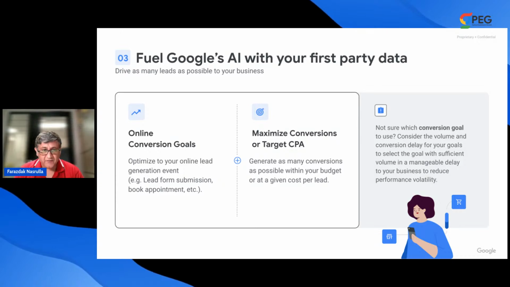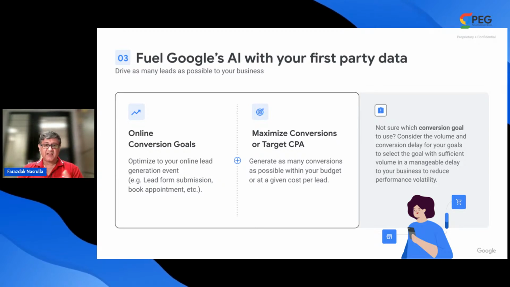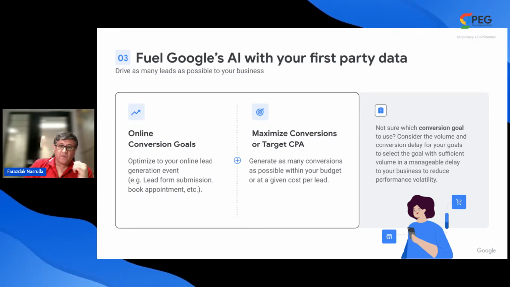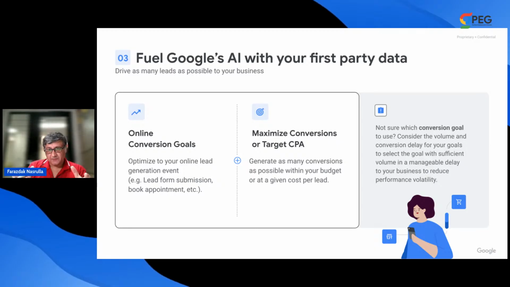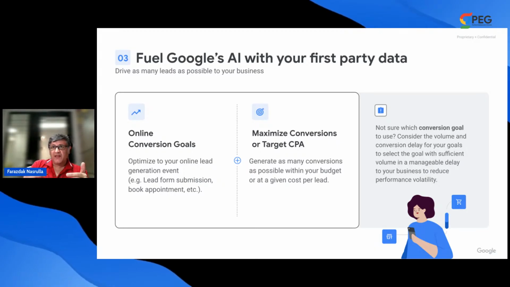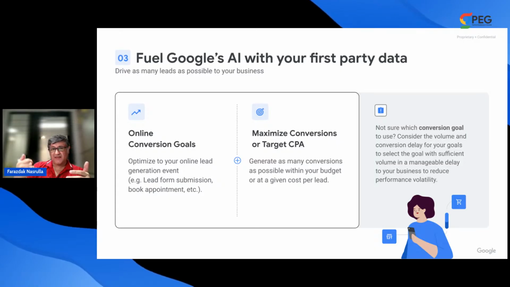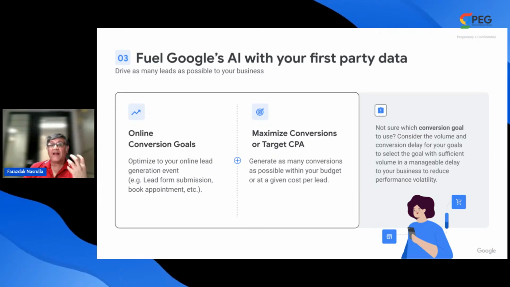Now with the right kind of conversion goals, you need to use the right kind of bidding strategy, that is maximize conversions or maximize conversion value. Now, what do you mean by maximize conversion? When I use maximize conversion, I'm only getting more quantity of leads coming in. When I use maximize conversion value with a target ROAS, I'm getting more valuable leads inside.